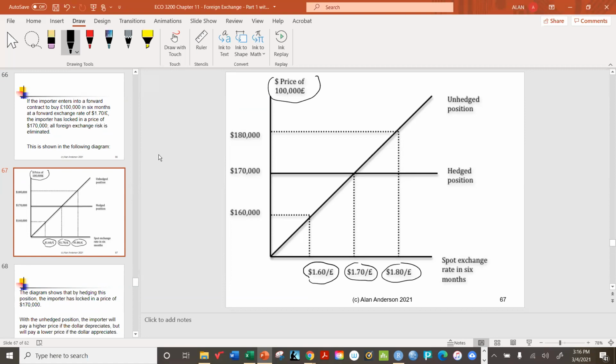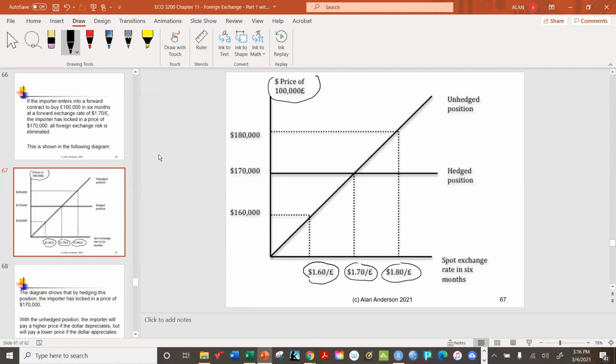So this line is what will happen if I do not hedge my risk. I call it my unhedged position. Therefore, if the exchange rate goes up, I have to pay more. If it goes down, I get to pay less. It's the hedge position that I'm interested in, though, because I'm locking in a price of $1.70. So no matter what happens to the spot exchange rate, I'm set. This is how much I'm paying.